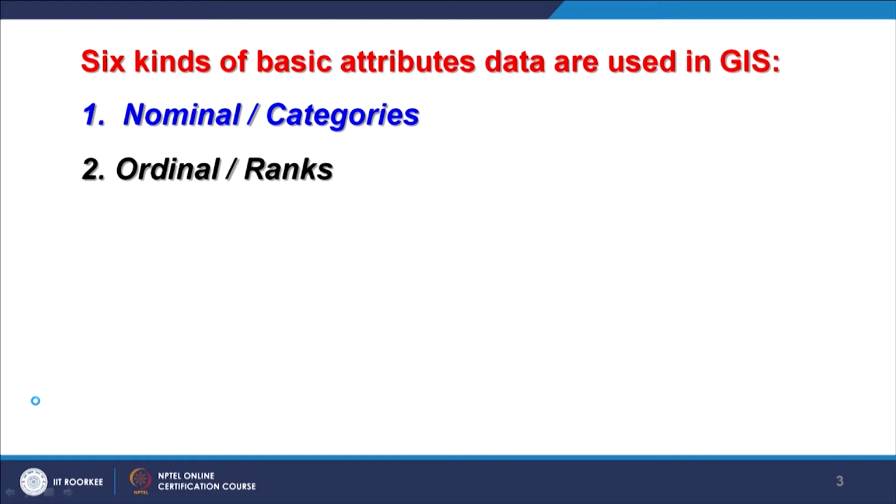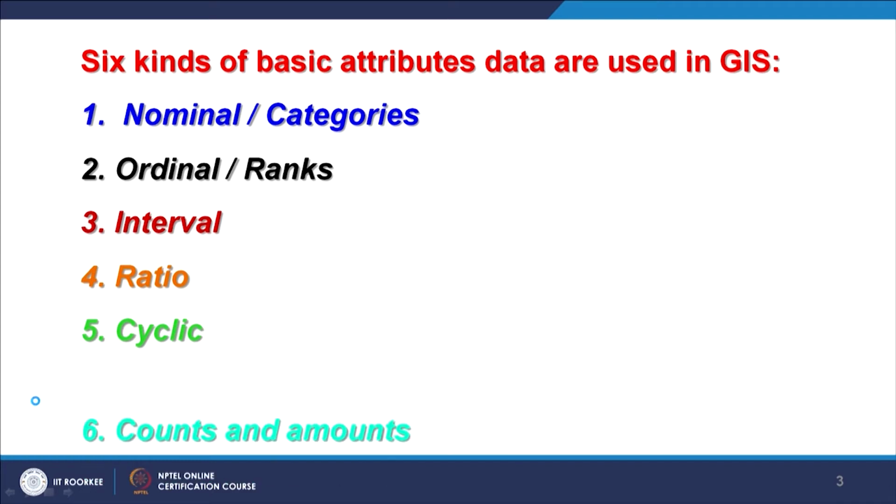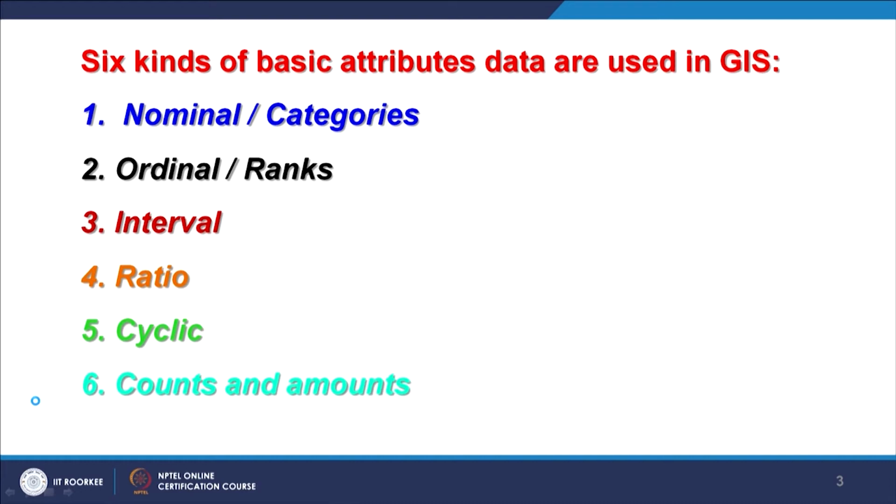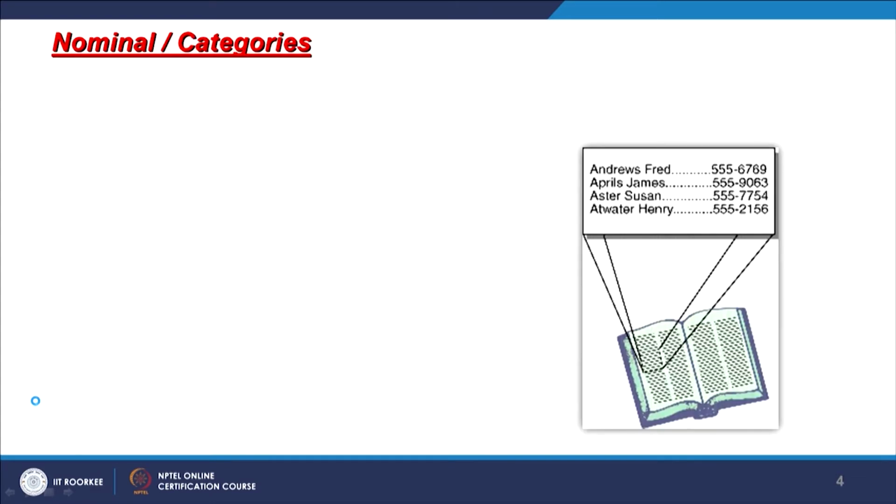Second is ordinal, or ranks data, and there is a difference between nominal and ordinal; we will see that in more detail. Then interval, then ratio, and then cyclic data. Many times we have to use cyclic data, especially for bearings and other things, and finally counts and amounts. Counts and amounts have been added quite recently. In older literature you may find only up to 5 kinds of attributes, but now you will find counts and amounts. One by one we will go into detail.